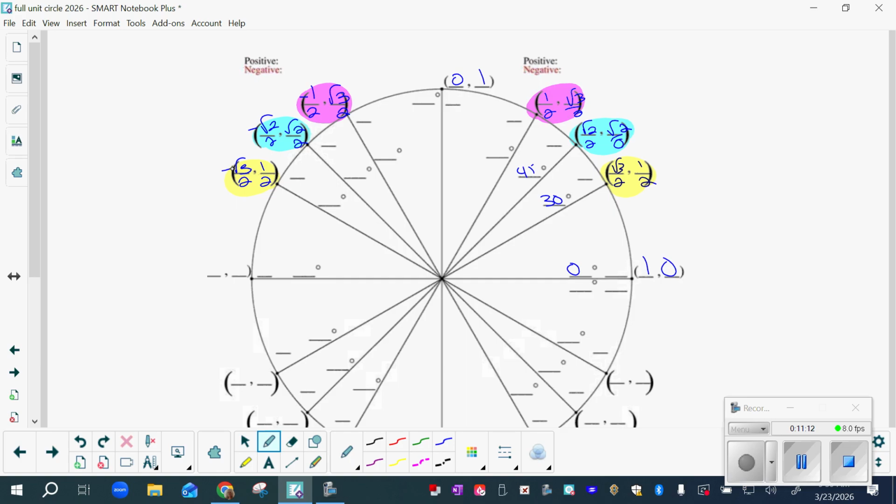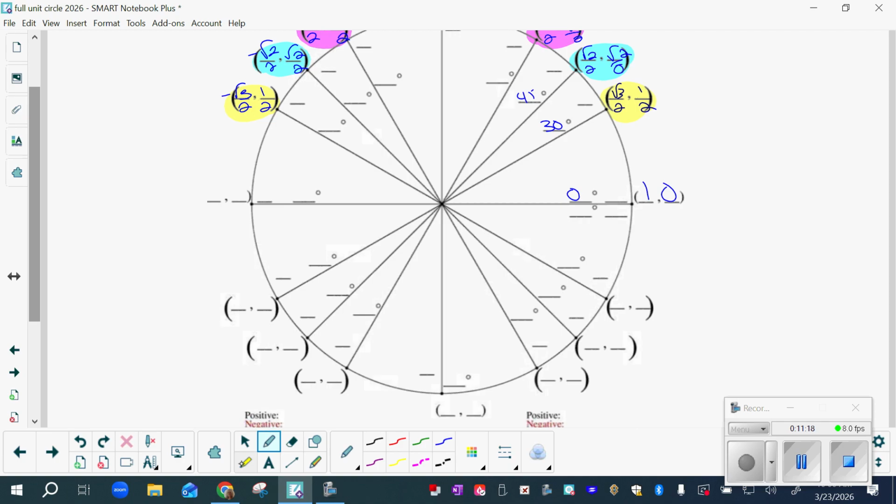So on the next one, we're going to mirror it hamburger way. And what I mean by that is this. This guy is going to mirror to this. This guy is going to mirror to this. And this guy is going to mirror to this.